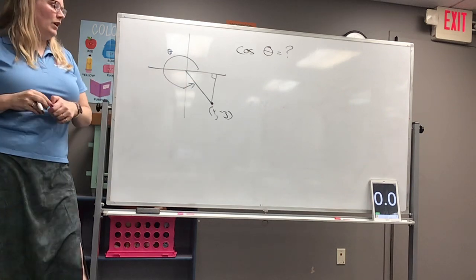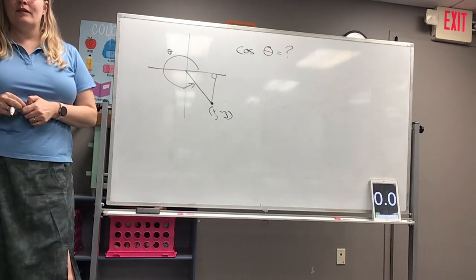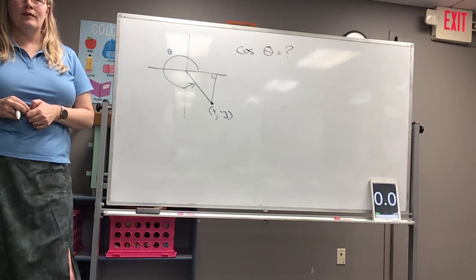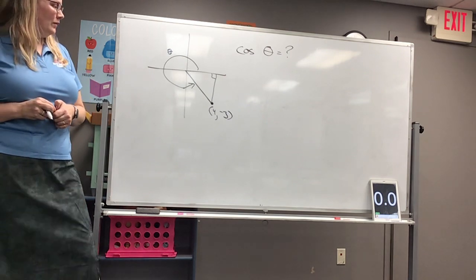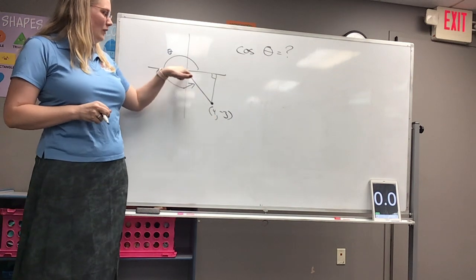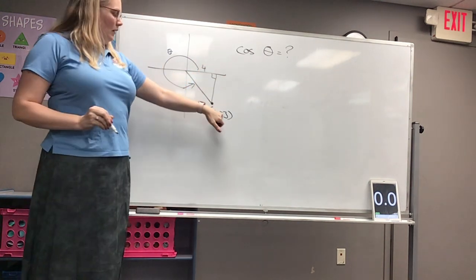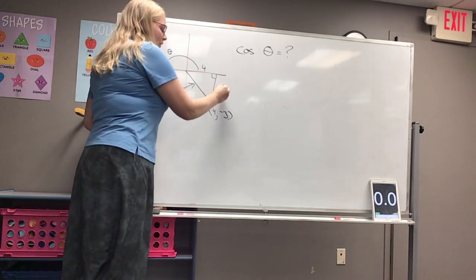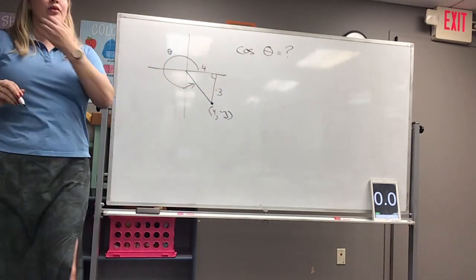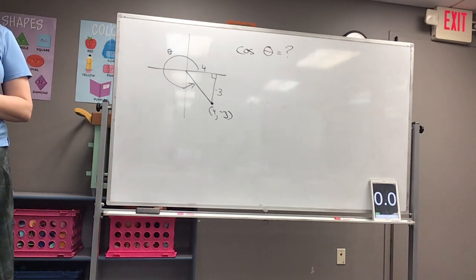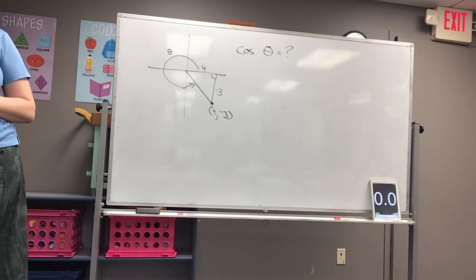What dimensions do we know about this triangle? The x and the y. Yeah, we know the x and the y. The x is the horizontal distance. This is 4. This is -3, or down 3. So in the triangle, there's a 4 and a 3. What does your brain need to fill in?